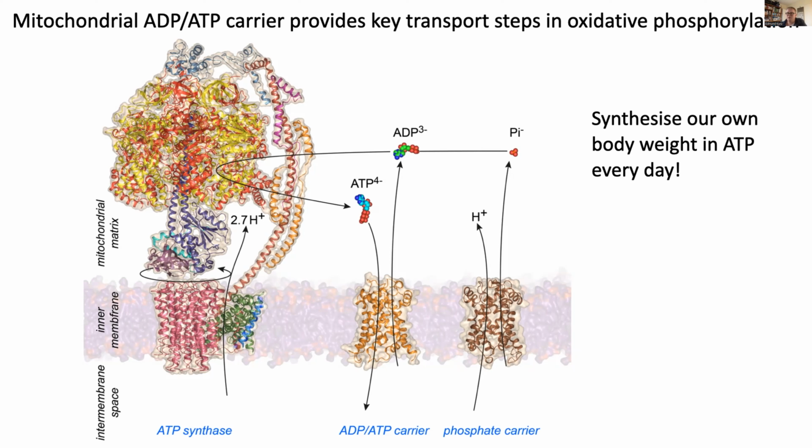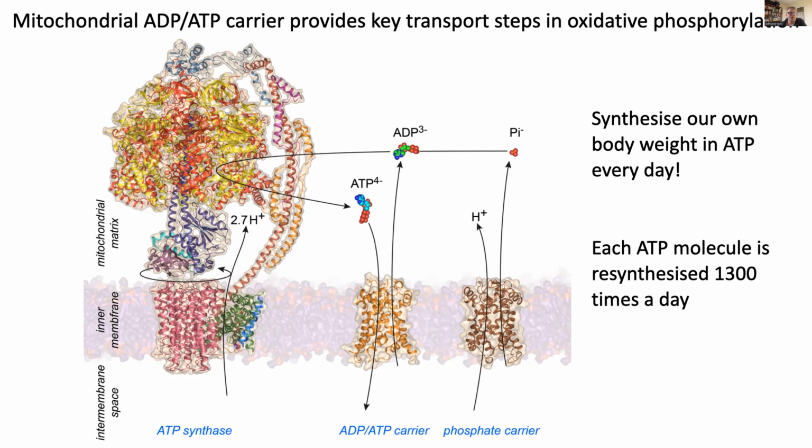Now we have to synthesize our own body weight in ATP every day. And that also means that both ADP and ATP need to be transported in such volumes. It means each ATP molecule is actually resynthesized 1,300 times a day, and it represents roughly a 1-minute cycle. So an ATP molecule is used, and then it has to migrate back to the mitochondria and is resynthesized to ATP and comes back out for another cycle. And so it's a high level of transport activity that has to be continued every moment of the day.